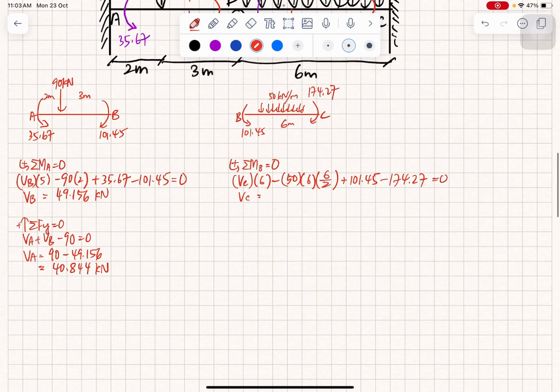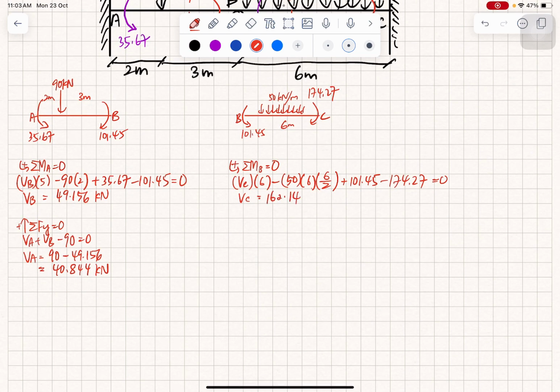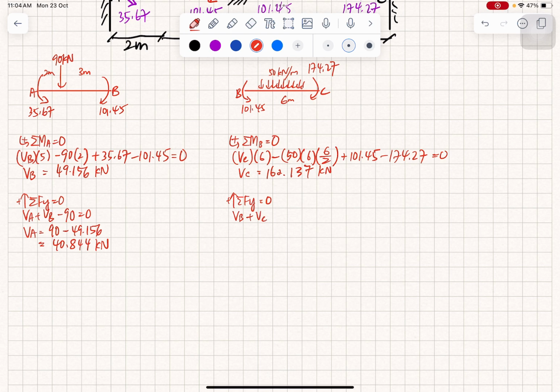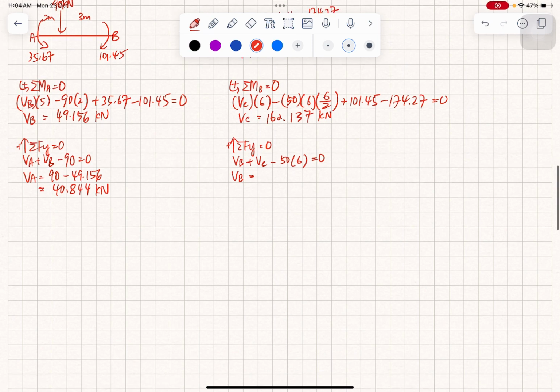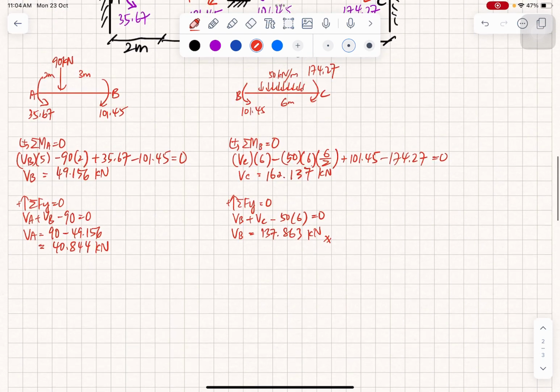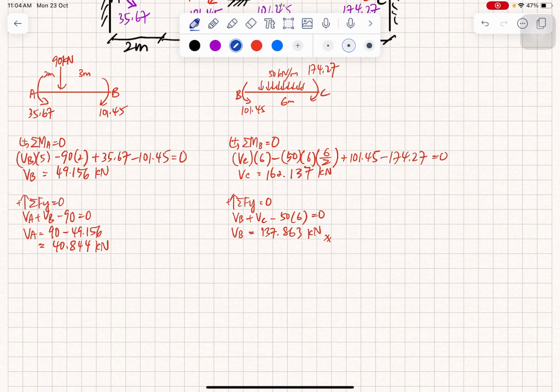So yeah, the answer is correct, 1137. Usually I write in 3 decimal places. For finding VB, the same, plus VC minus 50 times 6 equals 0. So VB is 50 times 6 minus 162.137, so you get 137.863 kilonewton.